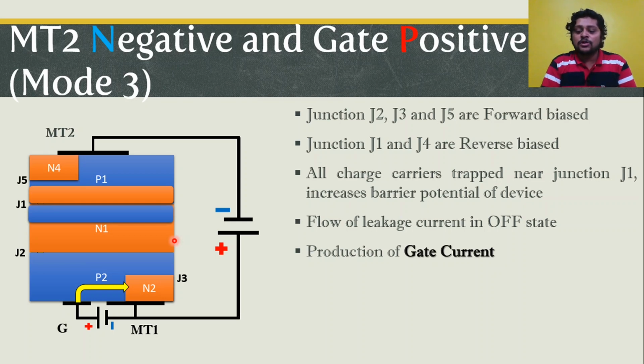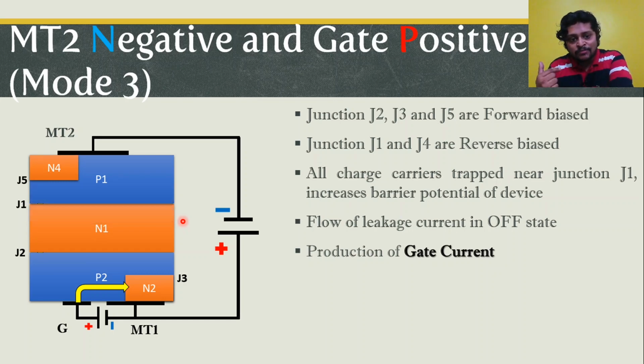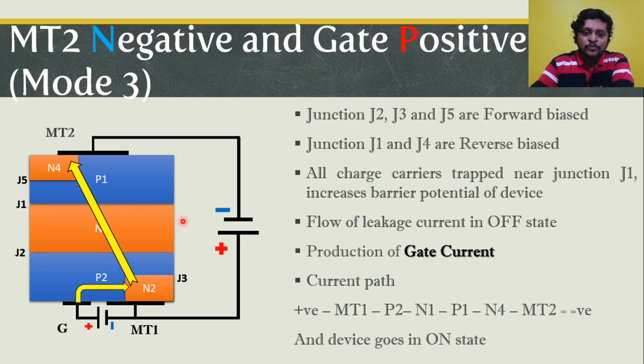As soon as avalanche breakdown of junction J1 takes place, our barrier is removed, so obviously there will be an establishment of current now, but it will be in the opposite direction. Now it will be established from MT1 to MT2. So the current path will be from positive through MT1, through P2, through N1, through P1, through N4, through MT2, through negative, where it will be grounded, and finally the device goes in on condition.